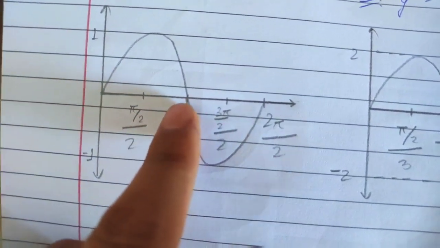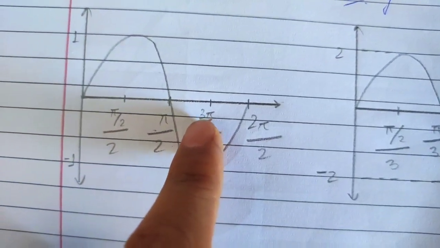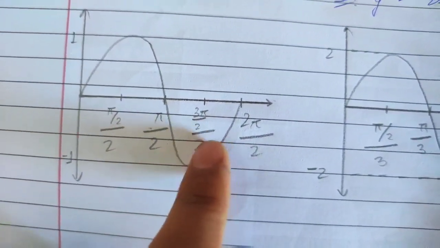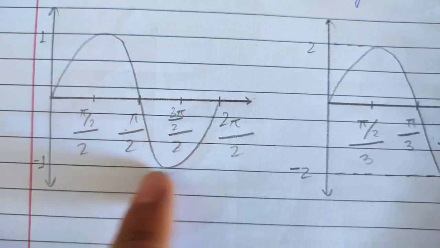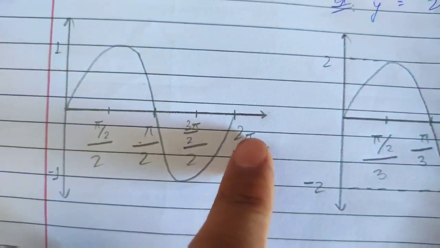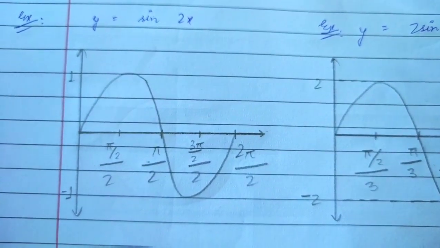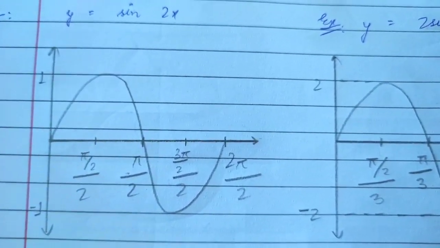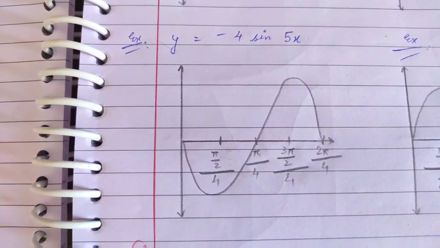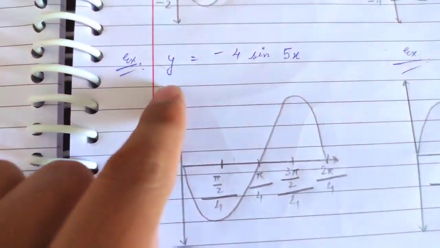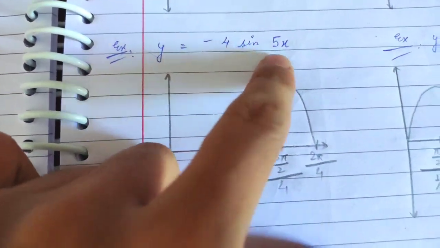Here it was earlier pi divided by 2, here it was earlier 3 pi by 2 divided by 2, 2 pi by 2, similarly like this it goes. Nothing else changes. It is simple to draw these kinds of graphs. Now what if all the conditions are there, like y equals minus 4 sine 5x.